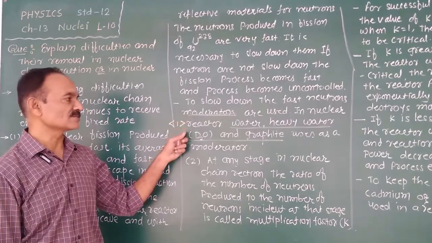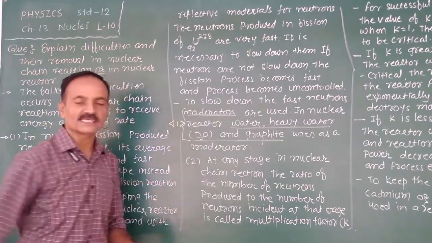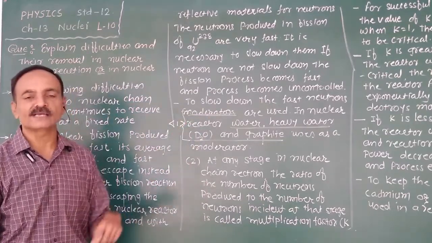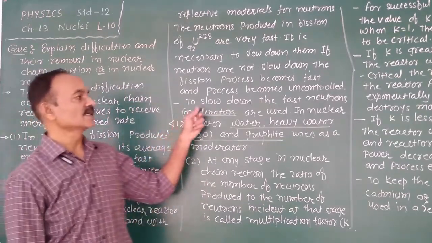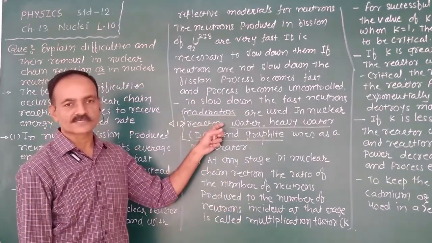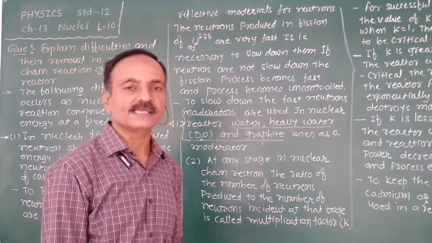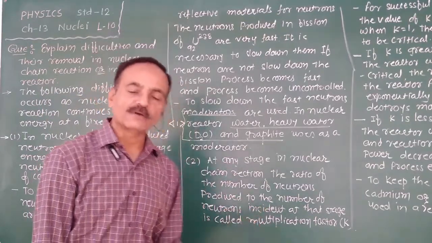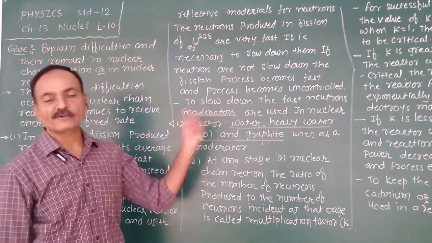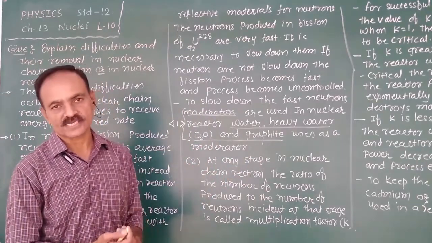So here a 1 mark subjective question may be asked from this: Which of the following materials is used as a moderator in a nuclear reactor, or in other words, to slow down the fast neutrons, which of the following materials is used? Okay, so that is the first difficulty: to slow down the neutrons, so that the neutron cannot escape without causing another fission process.